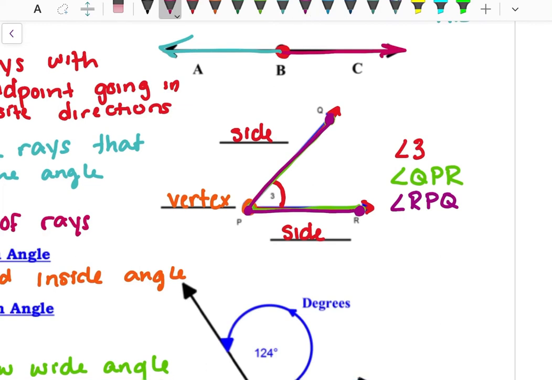Or we could even call this just angle P, because this is where our vertex is, right at point P, so that is also another name for it. So a bunch of different ways to name the angles. These two ways are going to be your surefire way of getting it right, just with the 3 letters.